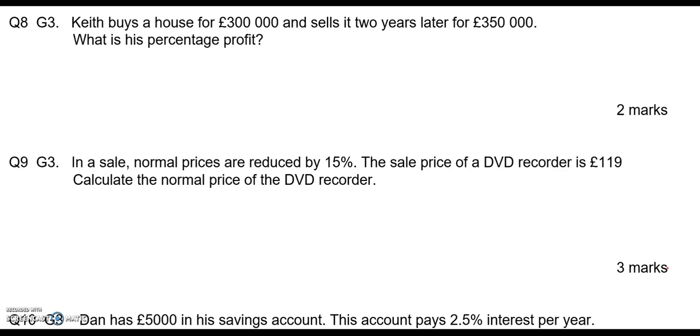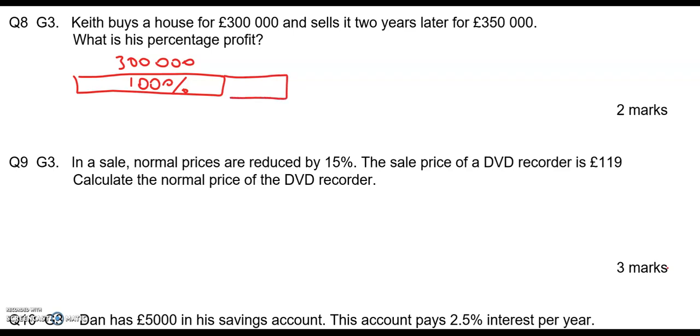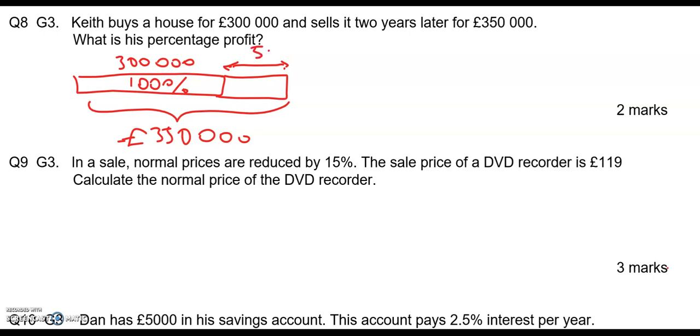So we've got the original price of the house being lower. So if I represent that, the 100% amount being 300,000, and then there's been an increase, which means that the price of the house has gone to £350,000. Now, what is the profit? We can see that the profit is this extension here, the extra amount, and that is 50,000, which is the difference between 350,000 and £300,000.